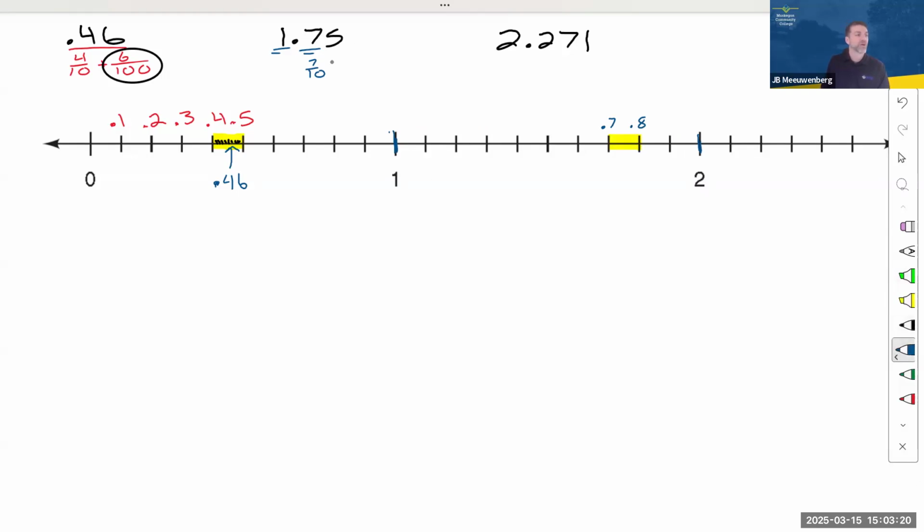And then we have also 5/100ths. Again, imagine 1, 2, 3, 4, 5, 6, 7, 8, 9, 10. This is going to be right in the middle, right there. 1.75. Now, this last one's a little bit harder, 2.271.